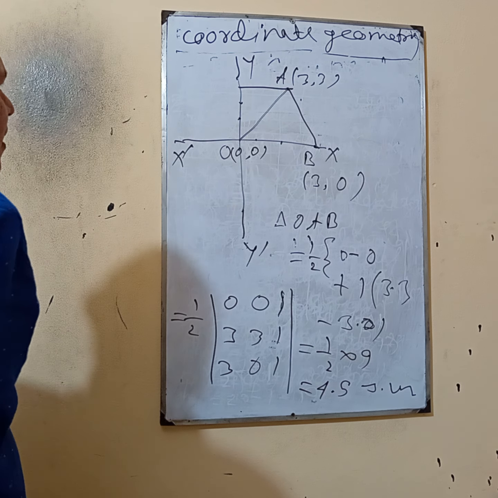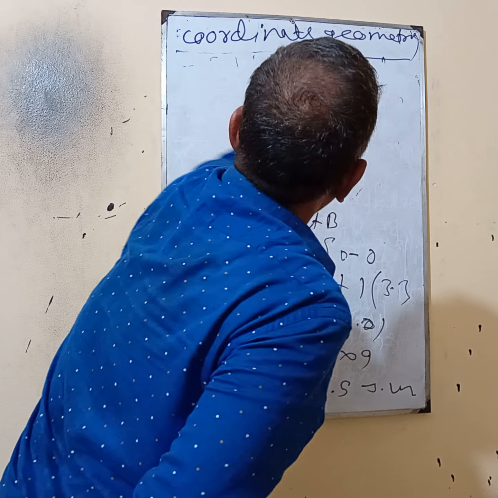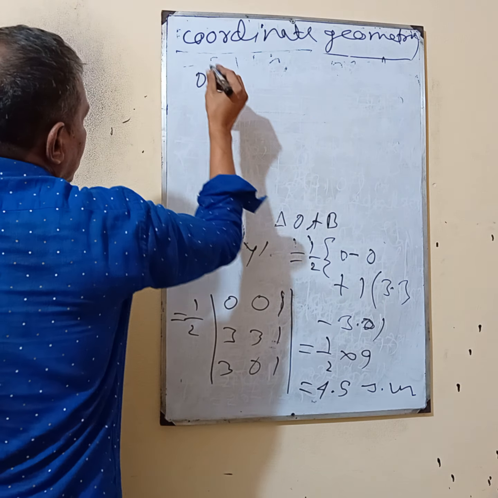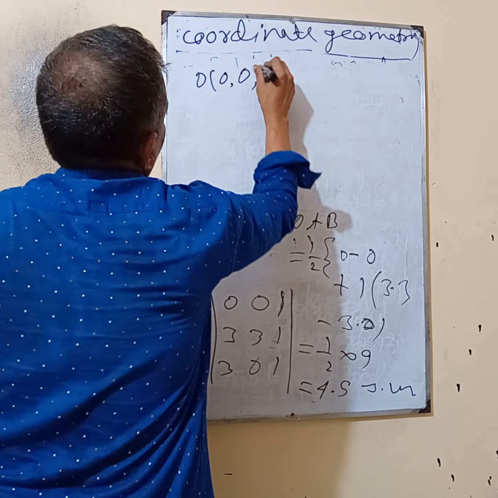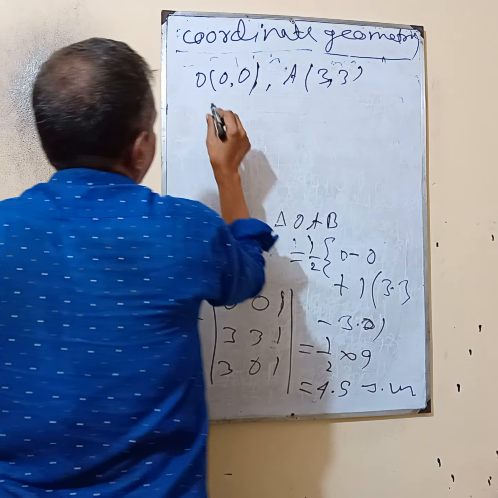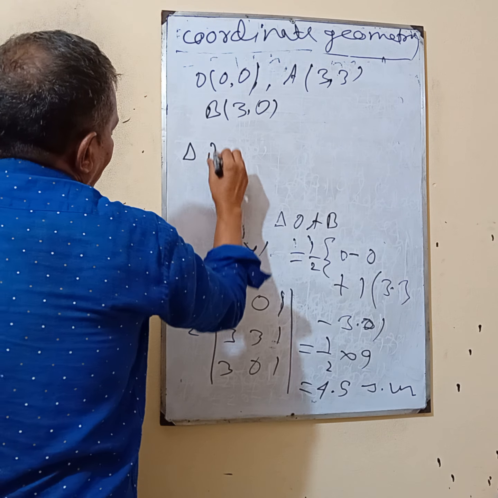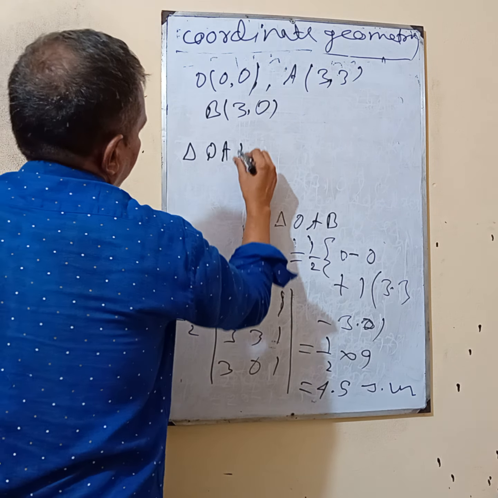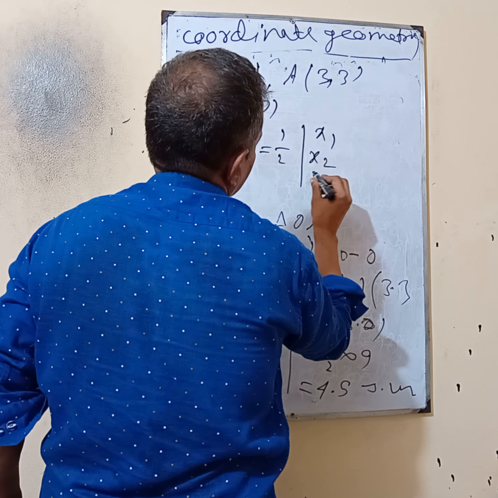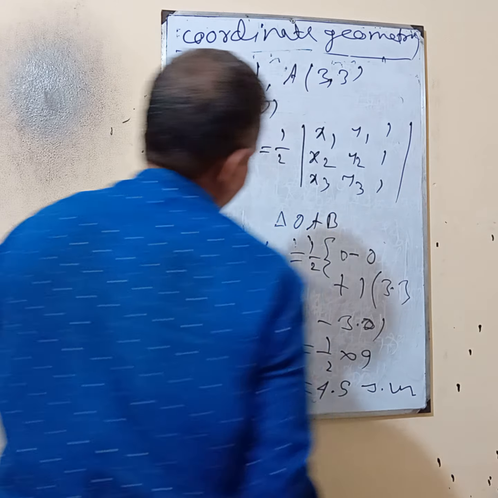I have to draw this picture easily. Imagine O is equal to 0, 0. A is equal to 3, 3. And B is equal to 3, 0. So triangle OAB is equal to what? Half of the determinant of x1, x2, x3, y1, y2, y3, 1, 1, 1. Then now the calculation.